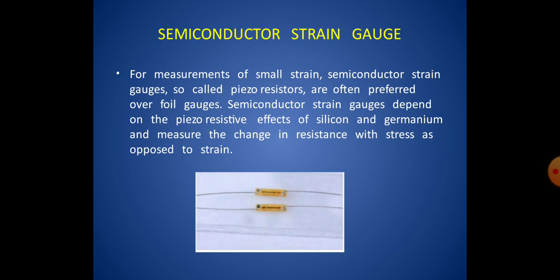Semiconductor type is also available nowadays for measurement of small strain. Semiconductor strain gauges, so-called piezo resistors, are often preferred over foil gauges. Semiconductor strain gauges depend on the piezo sensitivity effects of silicon and germanium, and change in resistance with stress as opposed to strain. That is why we are using semiconductor type strain gauge.